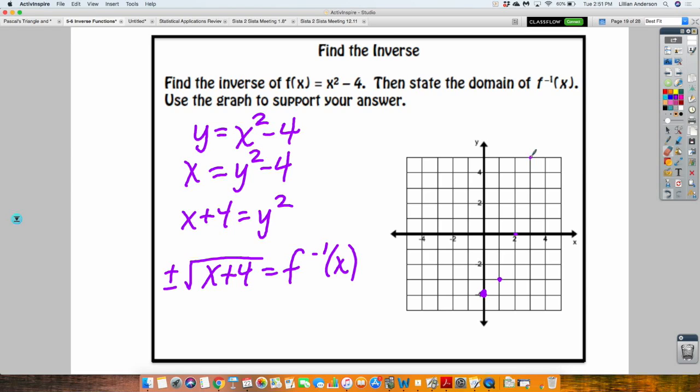What part? No, I'm graphing the original function. And then, no, -4 represents where the vertex is going to be for this parabola. Abby? The plus or minus is what makes it a parabola after it's been reflected over.